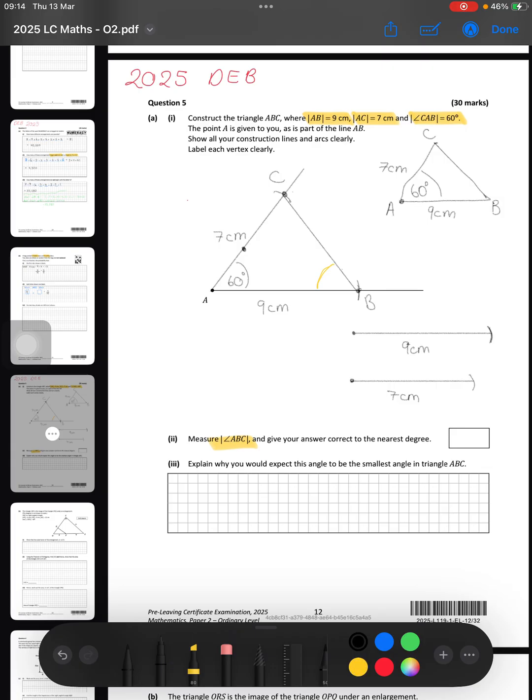They were accepting anything in your construction between 48 degrees and 52 degrees. So 50 degrees, but they allowed for a 2-degree error. Anything between 48 and 52 was given the marks there. Anything after that is not getting the marks. Now, explain why you would expect this angle to be the smallest in the triangle ABC.